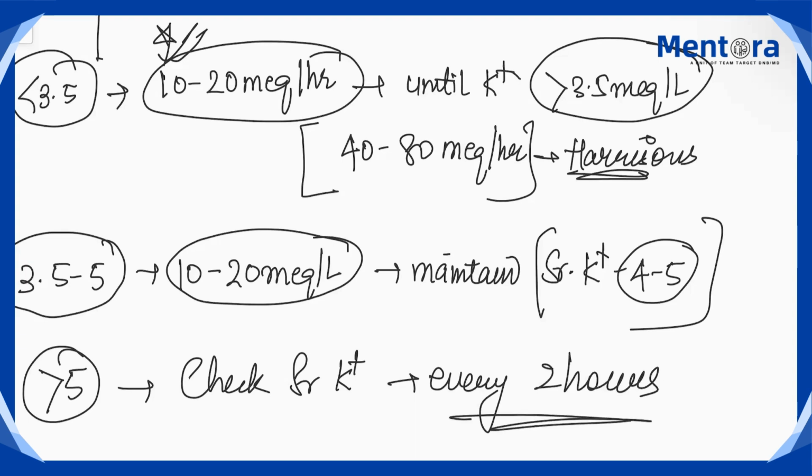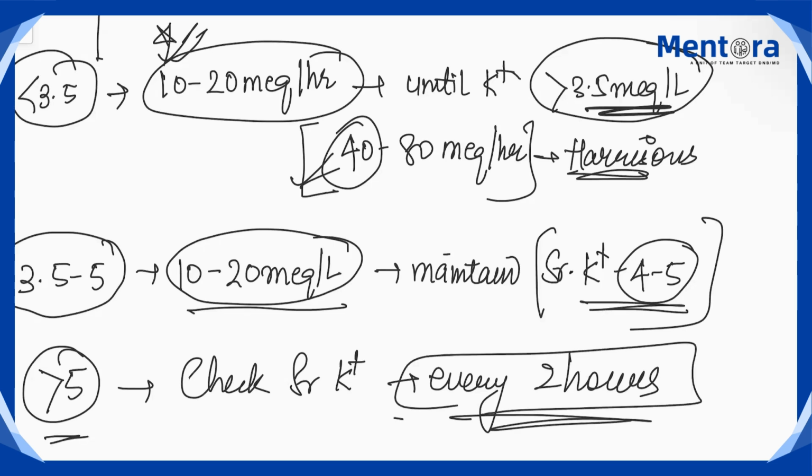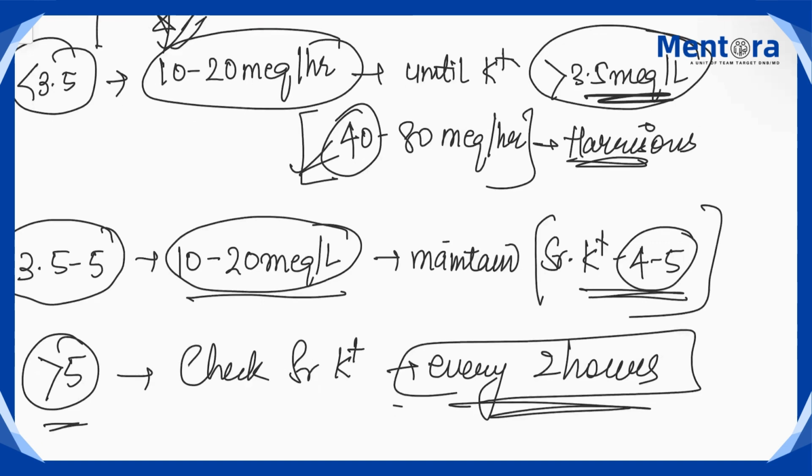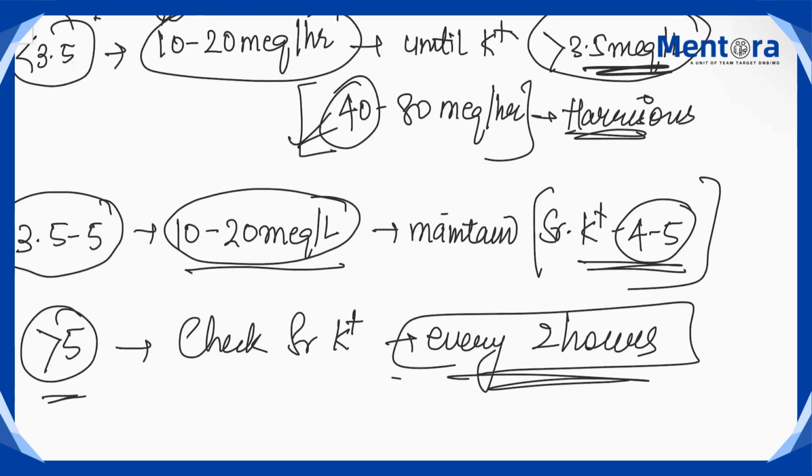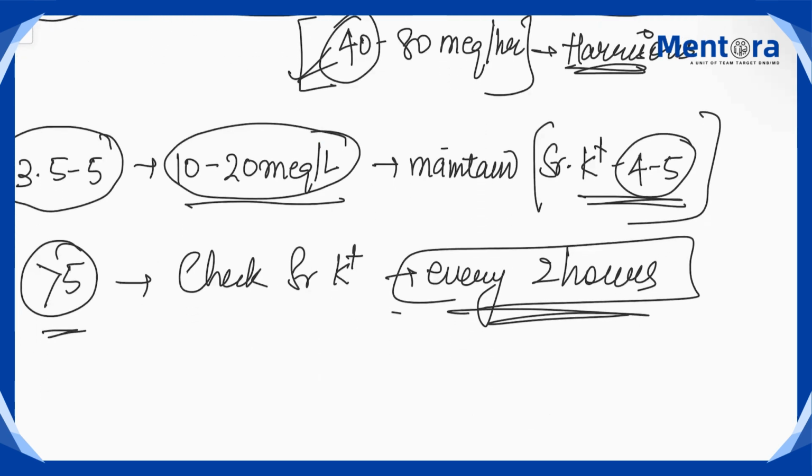Okay, so less than 3.5 है, आप aggressive 40 milliequivalent per hour की rate पे भी जा सकते हो, and you have to give it until your potassium level becomes more than 3.5. 3.5 टच होने के बाद you start giving insulin along with potassium. 3.5 to 5 के बीच में है तो 10 to 20 milliequivalent per hour, and you have to maintain the serum potassium level between 4 to 5, and more than 5 है तो you have to just monitor your potassium level every 2 hours. अगर कम जाता है तो आप with insulin potassium साथ में दे सकते हो. ठीक है.